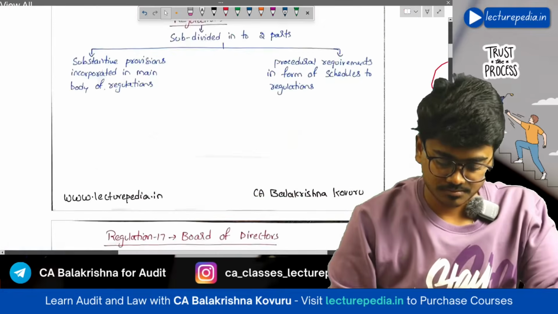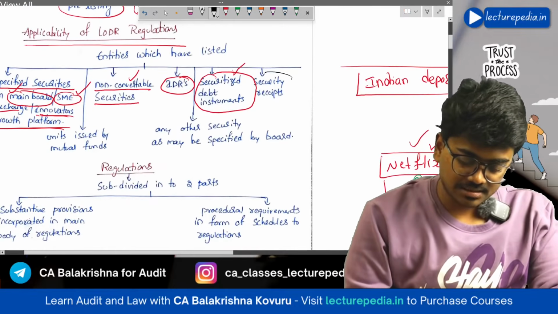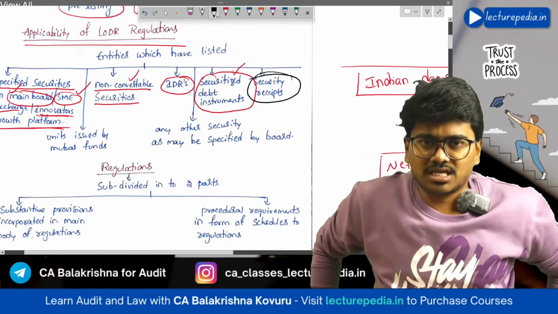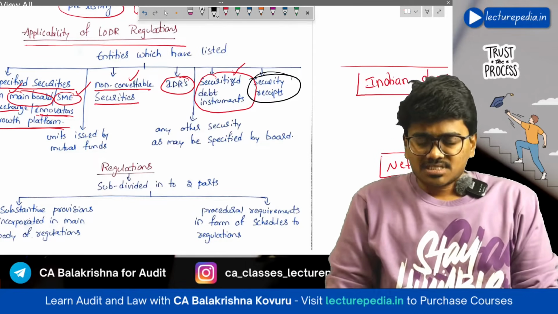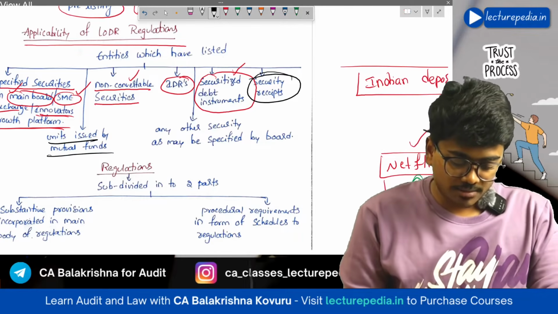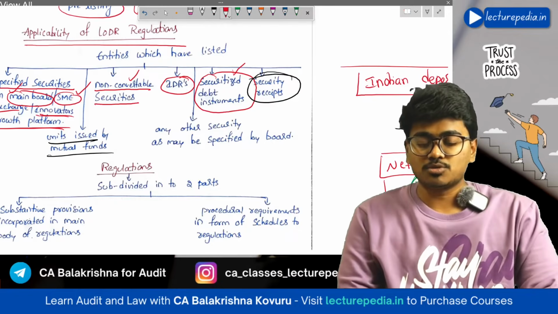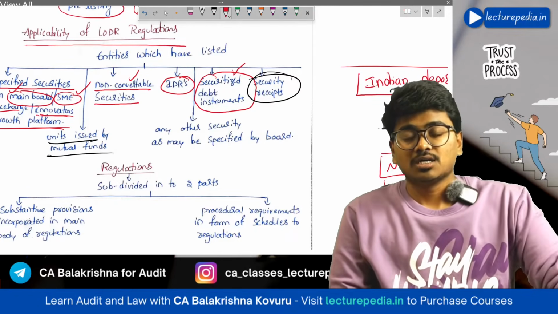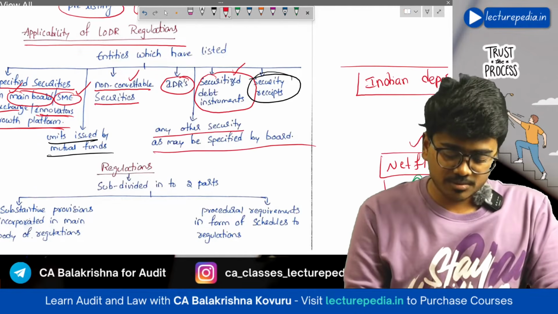Okay, hope you understood. Next, security receipts. Even these security receipts are also one type of securitized debt instruments. And units issued by mutual funds. If you have listed any of the units that are issued by a mutual fund, then also you need to comply with LODR regulations. Next, any other security as may be specified by the Board.